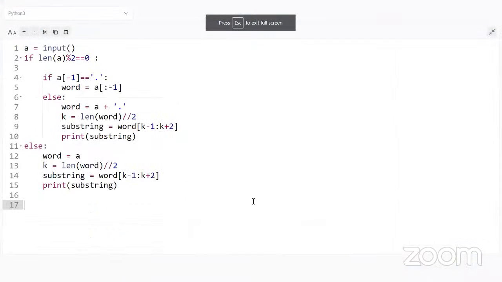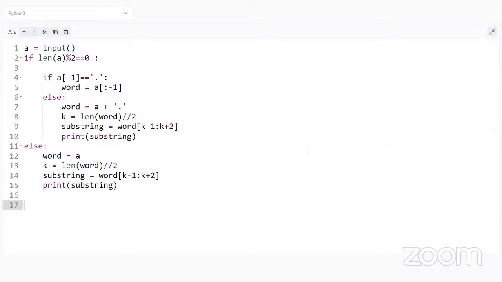Yeah, look at Problem 4. If length of word % 2 equals 0, k equals minus 1, a equals length of word by 2, substring equals to... Okay. So all of it is fine, but for a of minus 1 equals to dot, right?